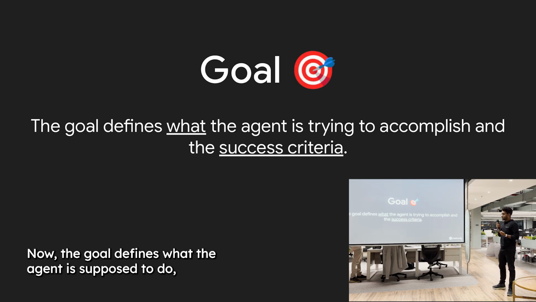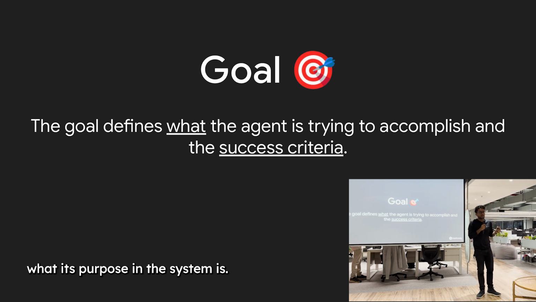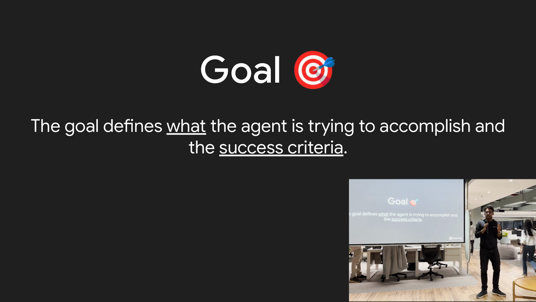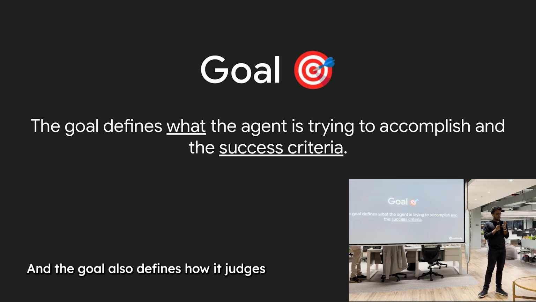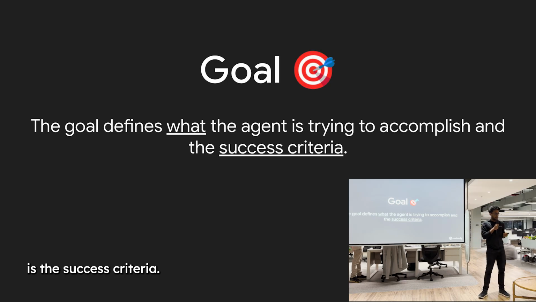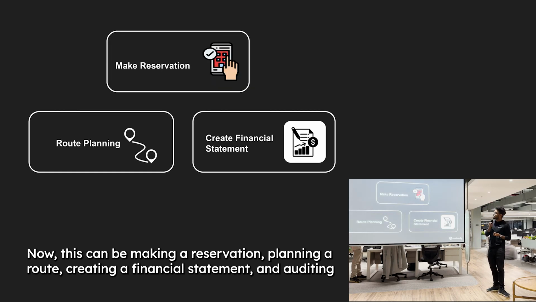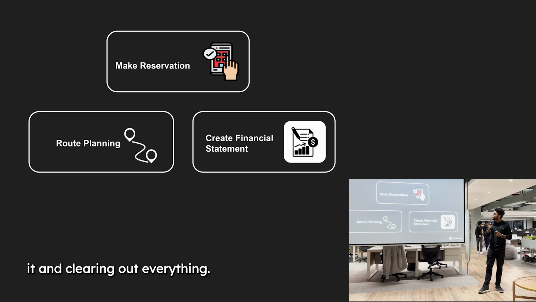Now, the goal defines what the agent is supposed to do, what its purpose in the system is, and the goal only focuses on that. The goal also defines how it judges that it has achieved the purpose, what is the success criteria. Right? Now, this can be making a reservation, planning a route, creating a financial statement, and auditing it and clearing out everything.